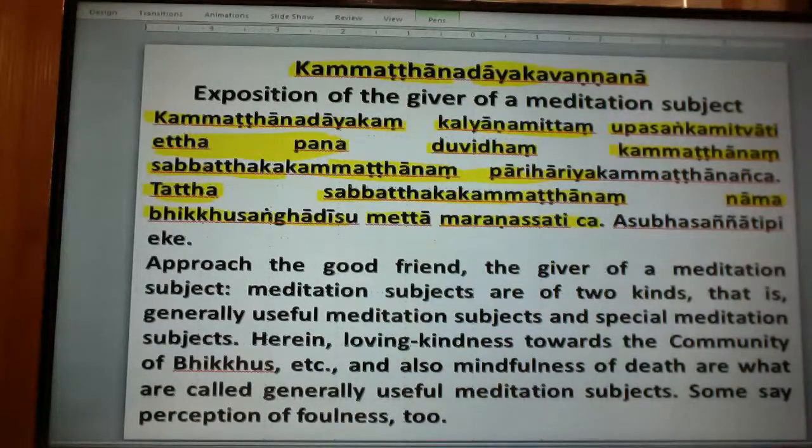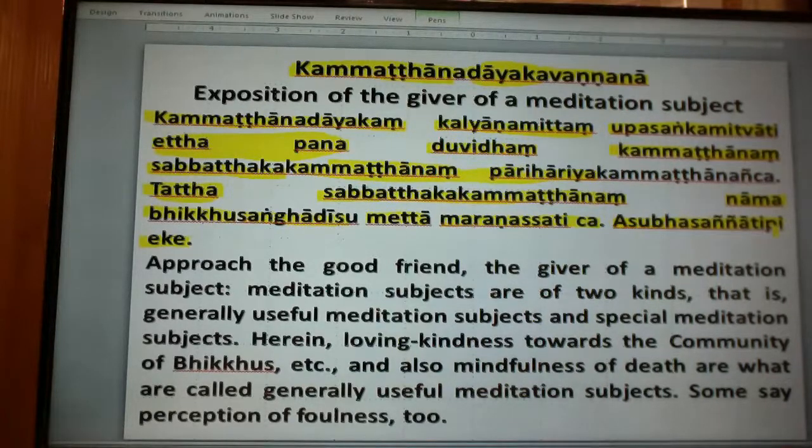Okay. Asubha Sanya Tipi Eke. Eke means a some teacher. Asubha Sanya Tipi. Asubha Sanya as well. Asubha Sanya is the perception of foulness, isn't it?